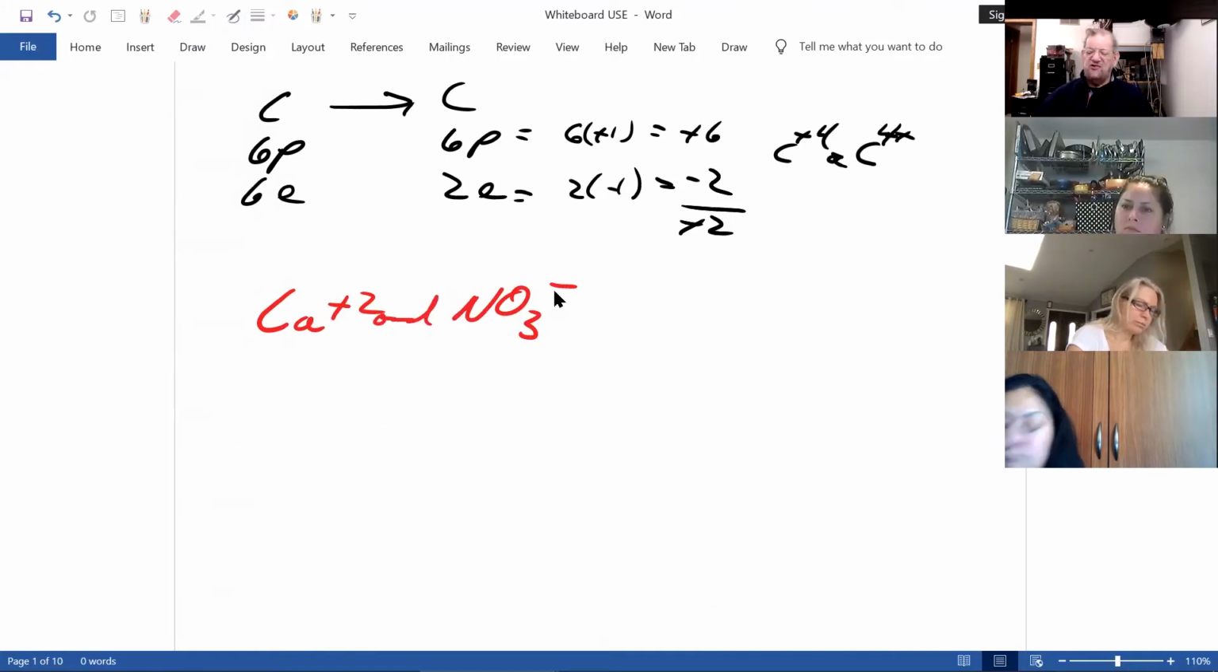Your turn. I'm going to share today because I'm in a sharing mood. I always am. What would be the empirical or simplest formula of a molecule containing calcium +2, nitrate -1? NO3 is nitrate.